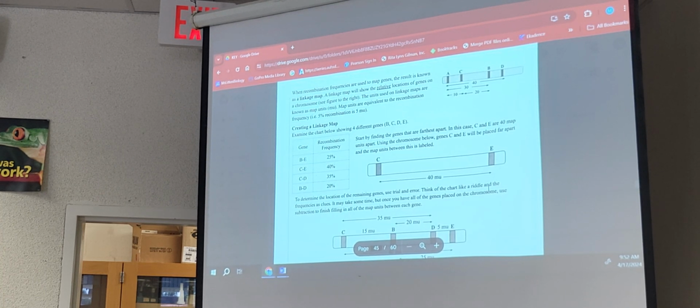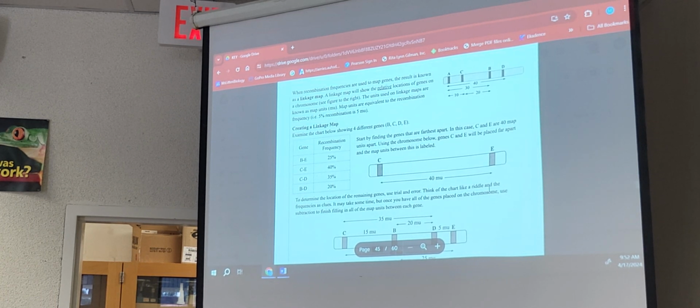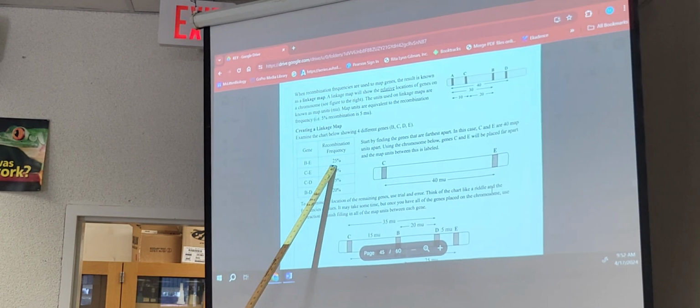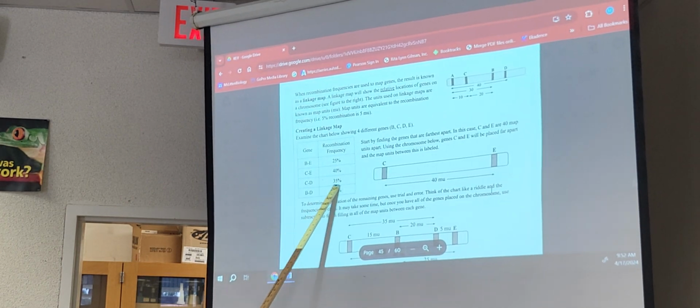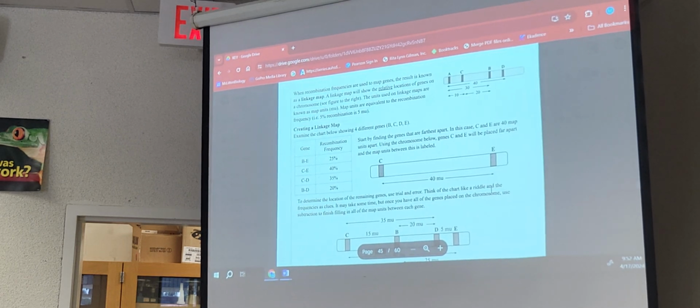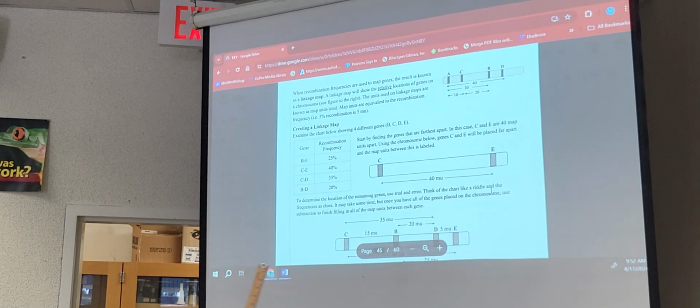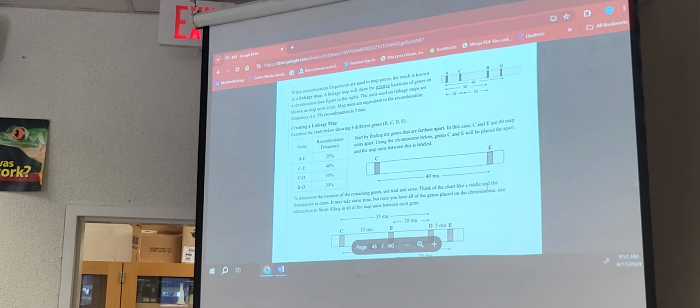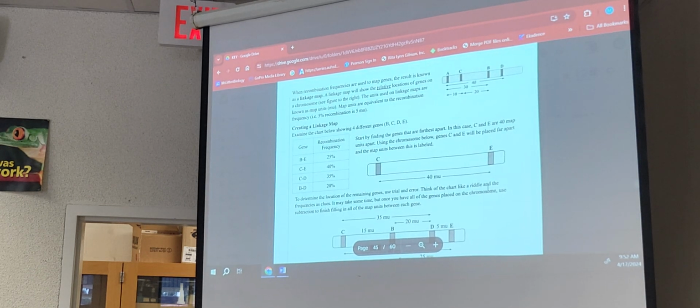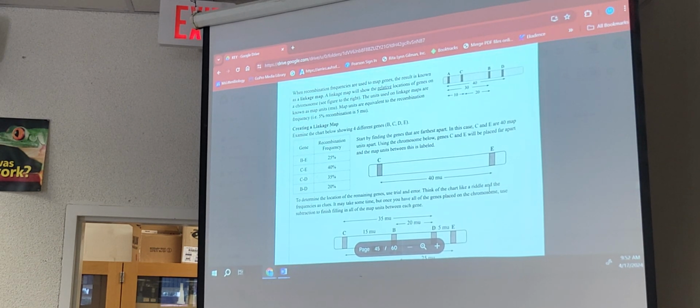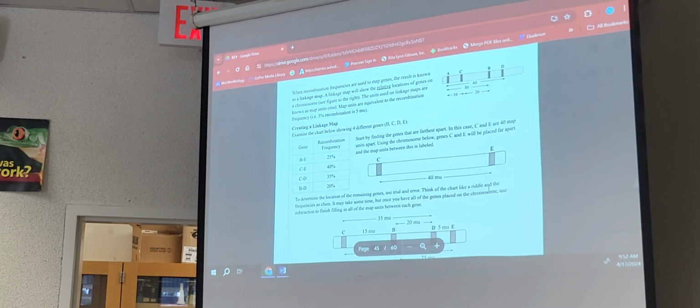So examine the chart below showing 4 different genes, B, C, D, and E. Start by finding the genes that are furthest apart: C and E, 40 map units. So if we look, B and E is 25, C and E 40, C and D 35, B and D 20. So we put C and E furthest apart from each other. 40% means the recombinant is only 40% of the time, right? So they're furthest apart. Or I'm sorry, the linkage is only 40% of the time.